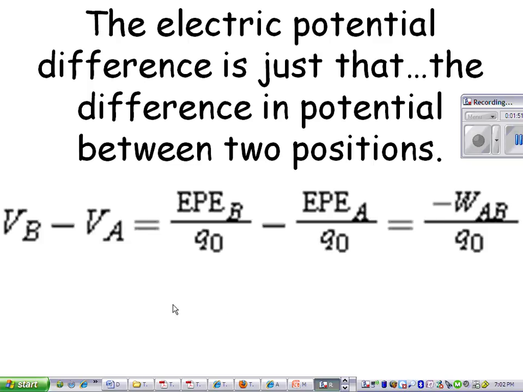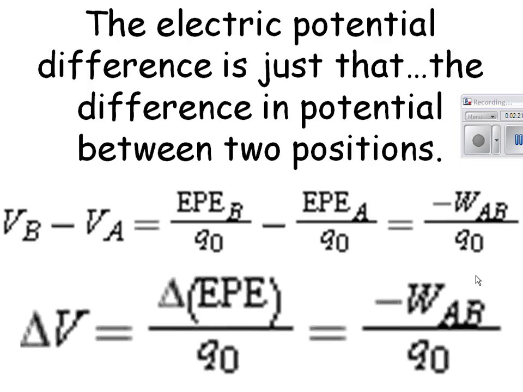So if we look at this in terms of an equation, we have the final position minus the initial position. So that's our electric potential difference. It equals the electric potential energy at point B over Q sub naught minus electric potential energy at point A divided by Q sub naught, which we recognize as being the work being accomplished all over Q sub naught. And the reason why it's negative work is because it's the final minus initial gives us a negative value. So if we write this in a different form, we say the change in potential equals the change in electric potential energy divided by the charge, which equals the negative work divided by the charge.